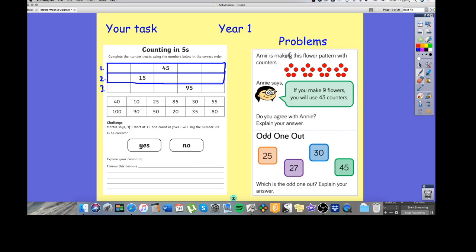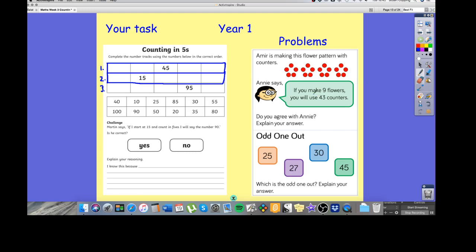Amir is making this flower pattern with counters. Annie says, if you make 9 flowers, you will use 43 counters. Do you agree with Annie? Explain your answer. So in other words, if you've got 9 groups, would you have 45?